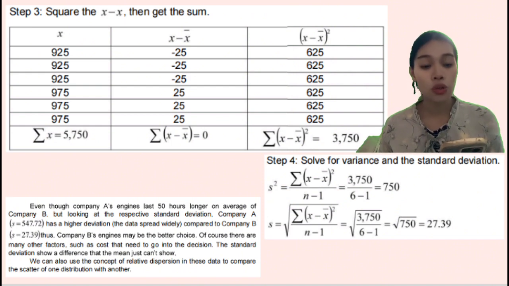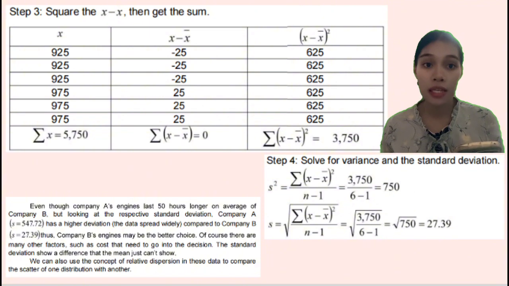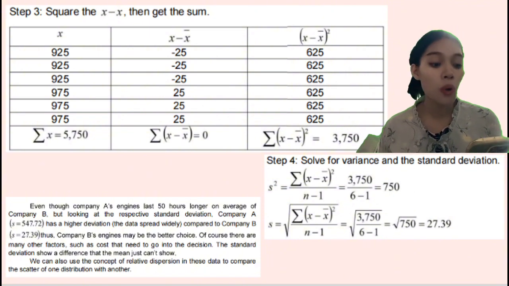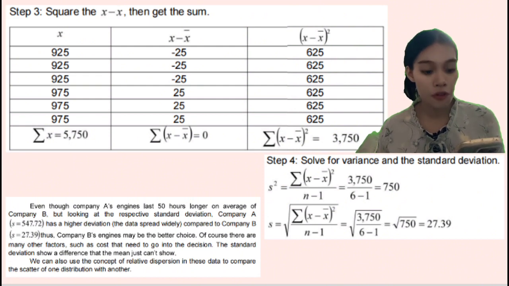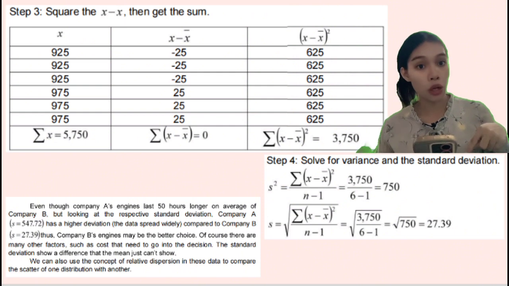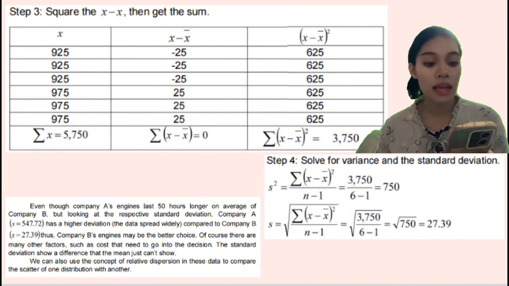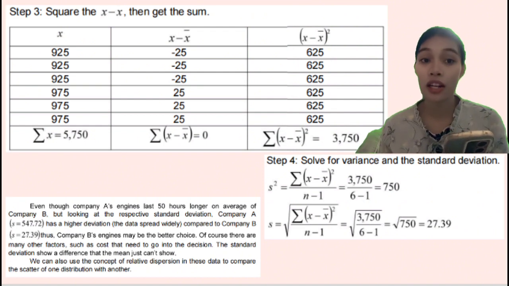So using the same formula, we have 3,750 divided by 6 minus 1, we have 750. And for our standard deviation, as shown below, using the same formula, 3,750 divided by 6 minus 1 is equal to 750.